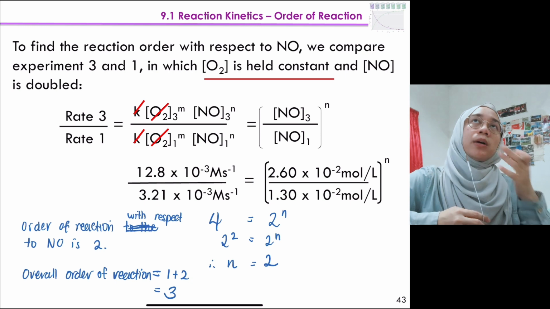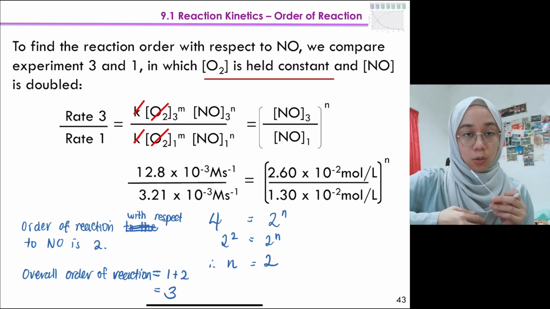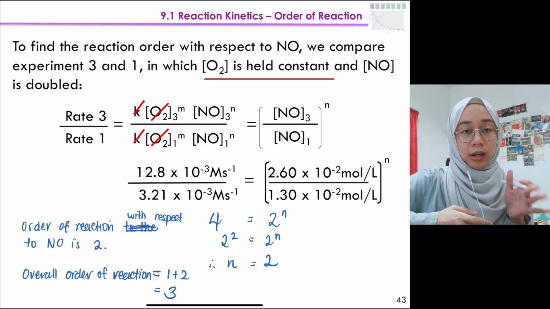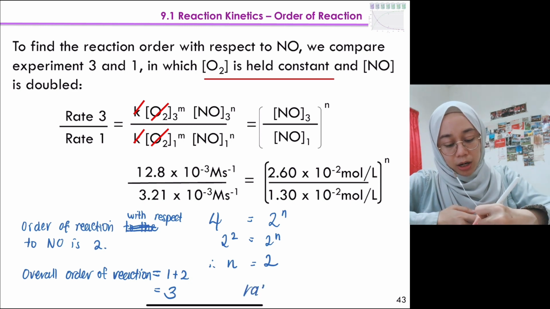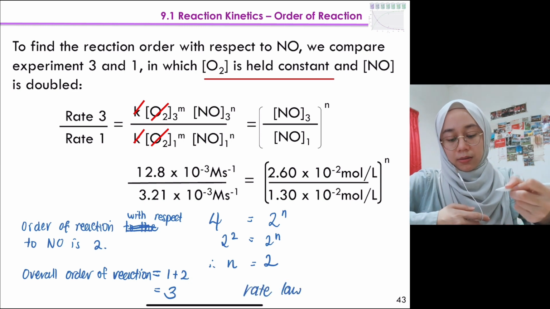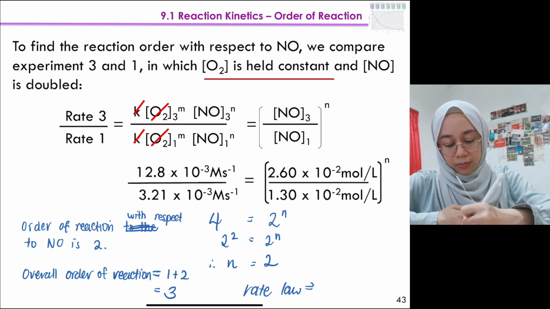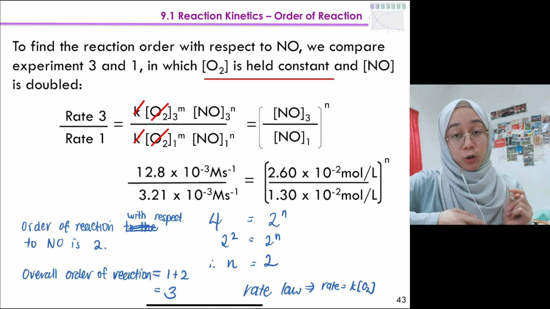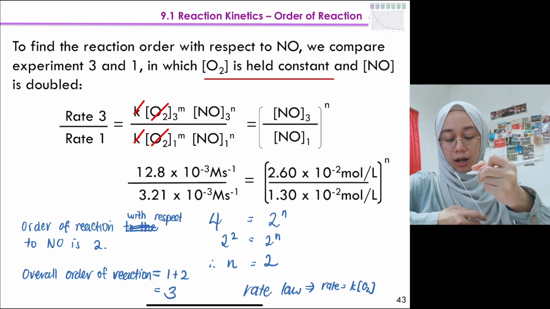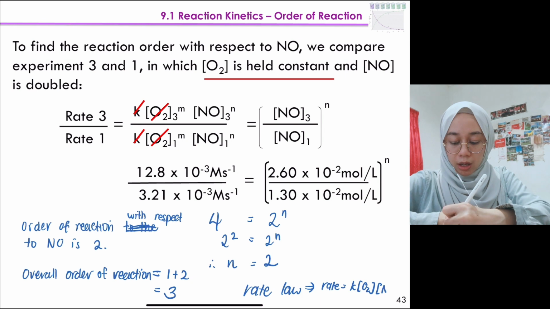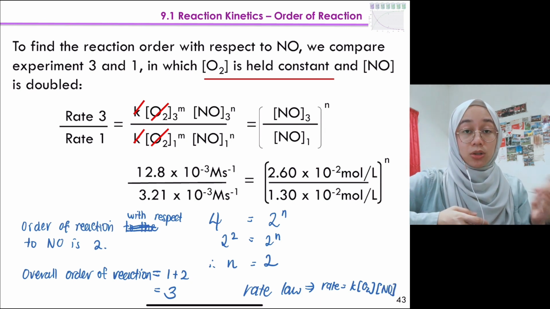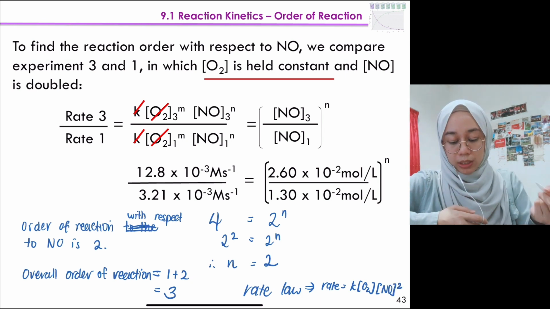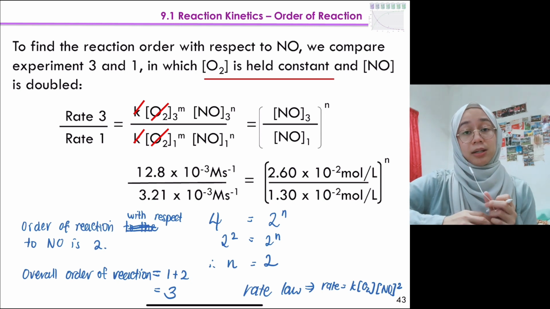But let's say soalan minta pula write the rate law untuk this particular reaction. Therefore, rate law kamu adalah rate equals to k [O2]. Okay, kamu dah ada m punya value kan, which is 1. Therefore, O2 to the power of 1 kat sini. And then, kamu kena tulis pula untuk NO. Tapi NO pula dia punya order of reaction is to the power of 2. Therefore, kamu tulislah 2 kat sini. Ini kalau diminta untuk cari rate law.